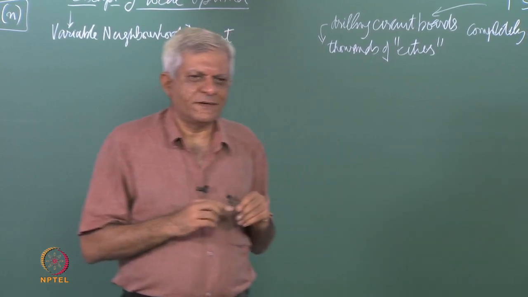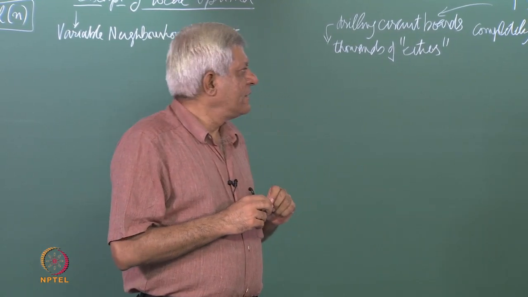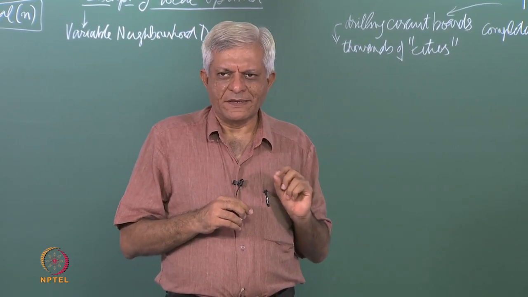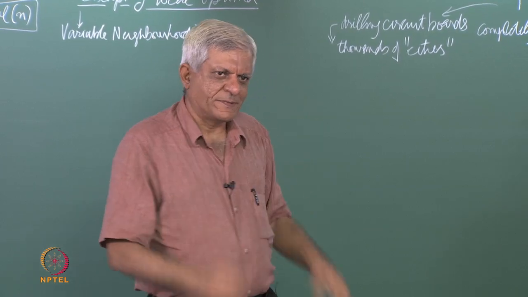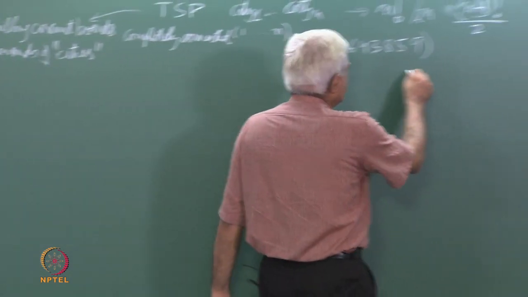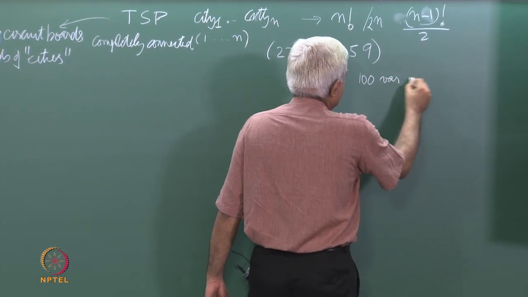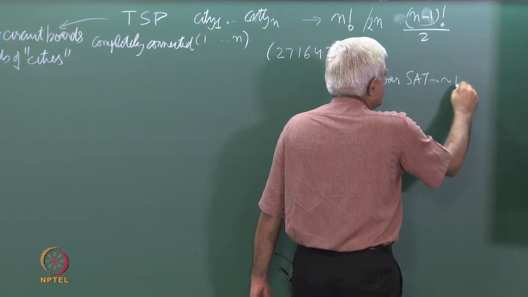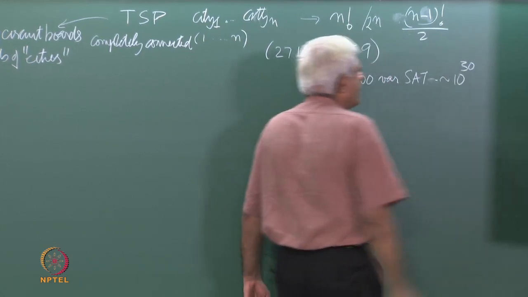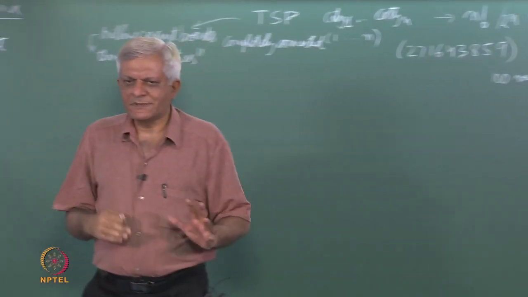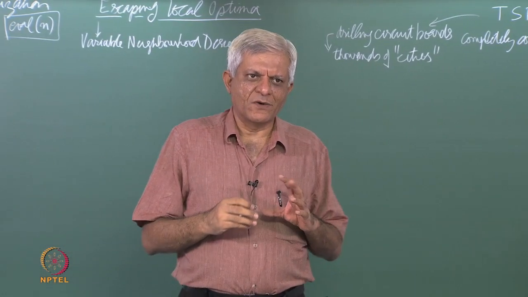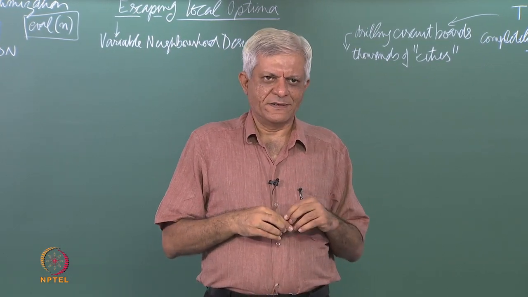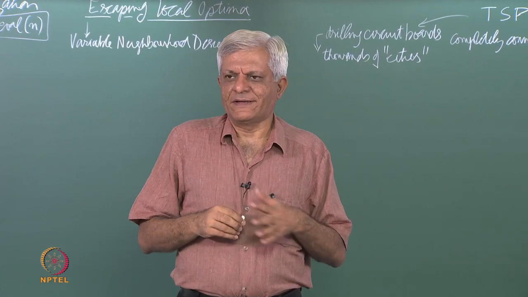So, remember that when we were talking about SAT, we had said that a 100 variable SAT problem has 2 raised to n, which we said was about 10 raised to 30, and we have been talking about these large numbers and trying to imagine how big these numbers really are.